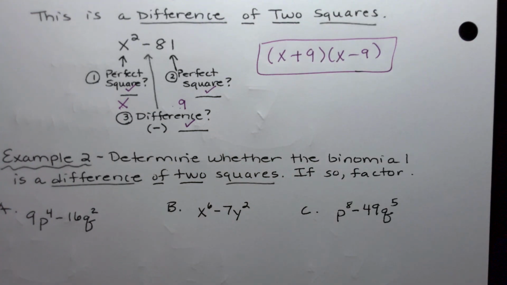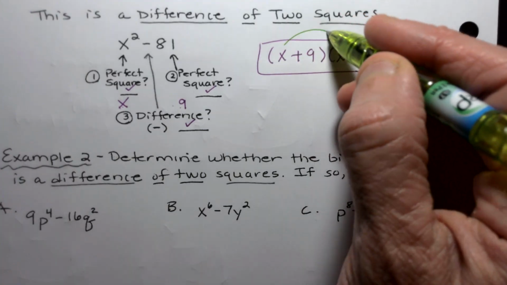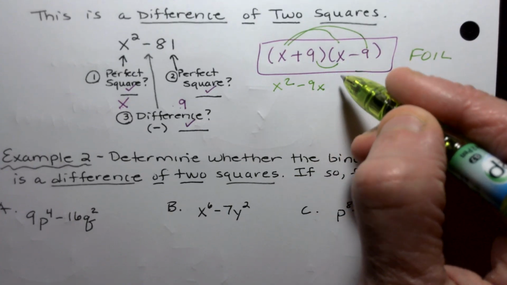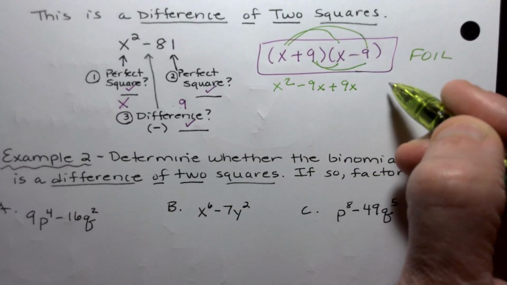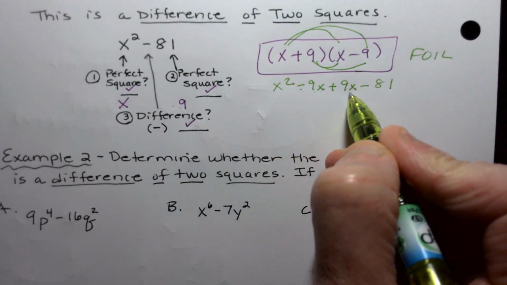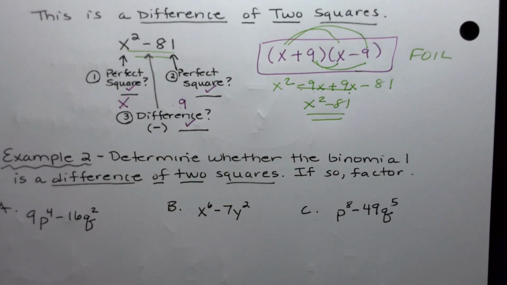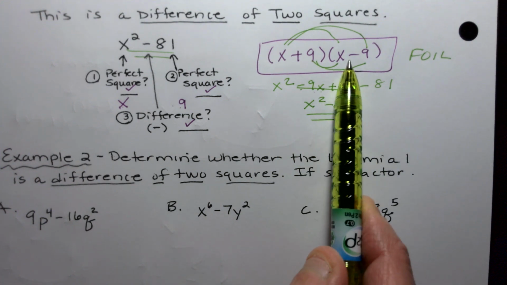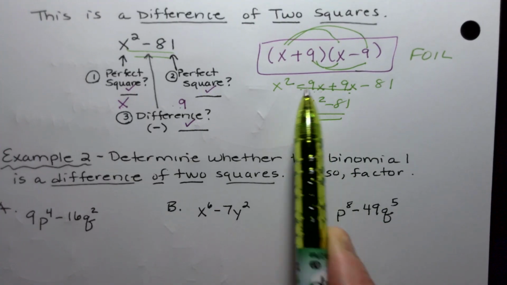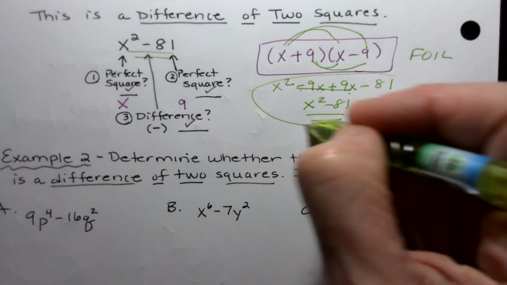And if I show you something, you'll see why. If I were to FOIL this out using our FOIL property, x times x is x squared. X times a negative 9 is a negative 9x. 9 times x is 9x. And 9 times negative 9 is negative 81. So if you notice, this negative 9x plus 9x, that's 0. And you're left with the same thing you started with. Okay, so that's why this works for this situation. Because of the positive and the negative, they cancel each other out, those middle terms. Okay, I just wanted to show you that. You didn't have to copy that down.